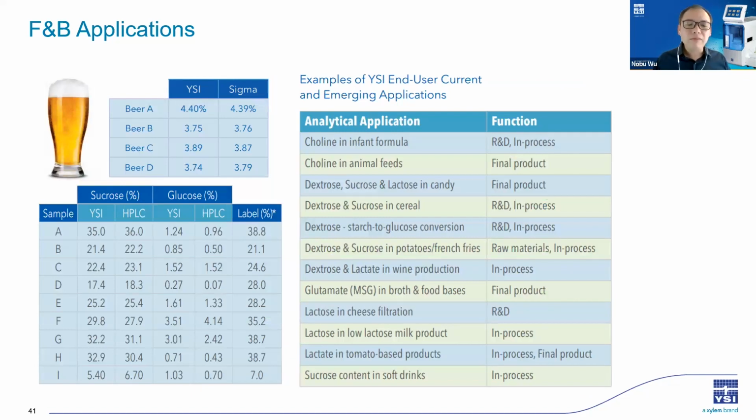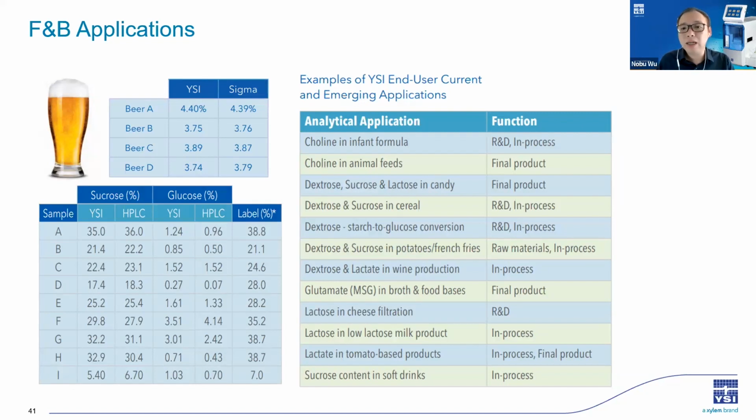Also, from some of our application notes, you can get some insight into how the commercial market controls some of the measurement results for products, like for beer, and why they need to monitor sucrose or glucose. And also, YSI results are mostly compared to HPLC. We can look at this table and see how close our measurements are to the HPLC.